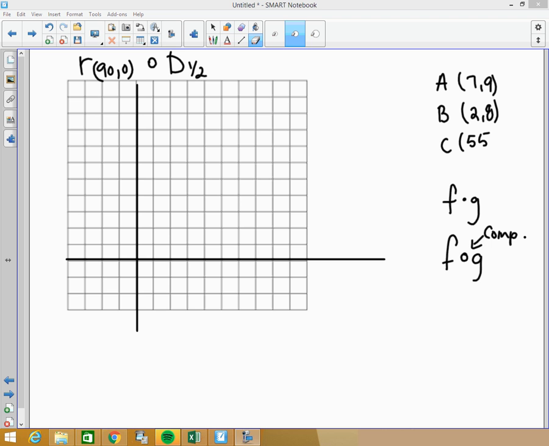So the first thing we need to do is figure out what the points are for A, B, and C. And so we have those defined already. And so we'll graph those: 1, 2, 3, 4, 5. All right, so this is 7, 9. So where's that? 1, 2, 3, 4. Okay. And then 2, 8.